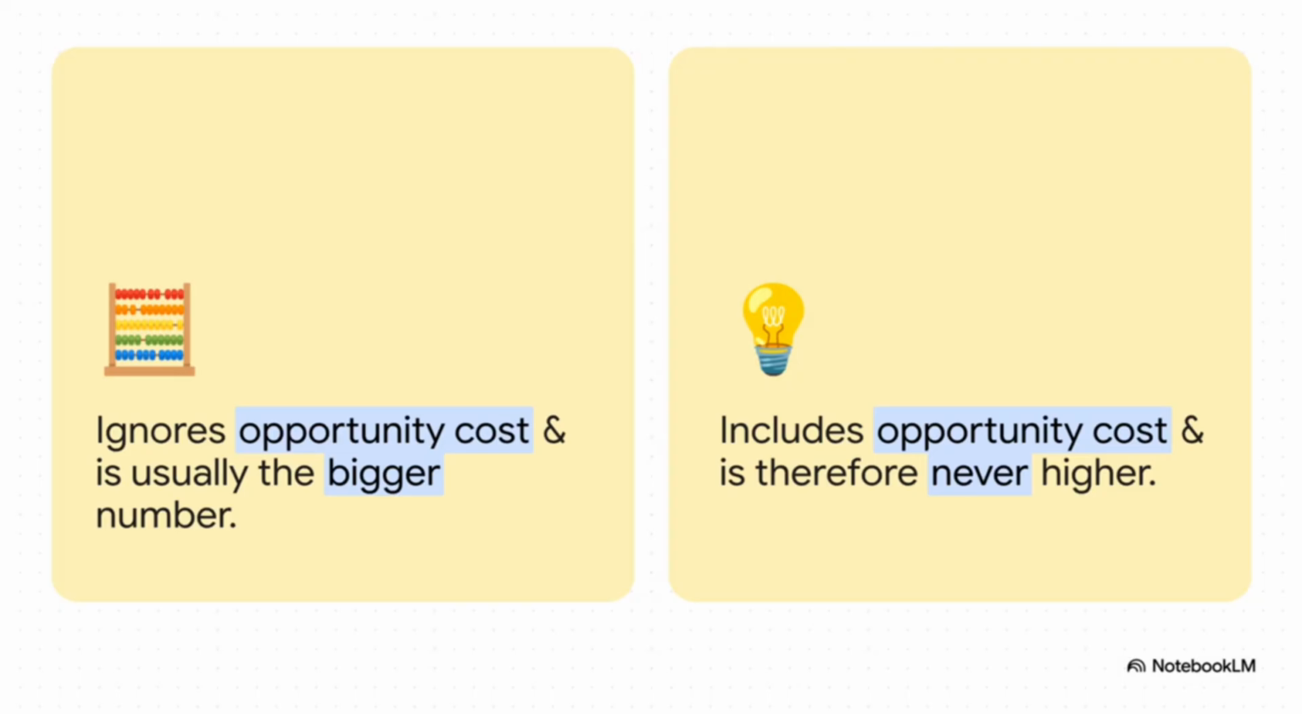So let's just recap the big differences here. Accounting profit? It completely ignores opportunity costs. That's why it's almost always the bigger number. Economic profit, on the other hand, includes those opportunity costs, which means it's always going to be less than or equal to your accounting profit. But here's the most important part. Economic profit answers the real strategic question. Is what I'm doing right now actually better than my next best option?